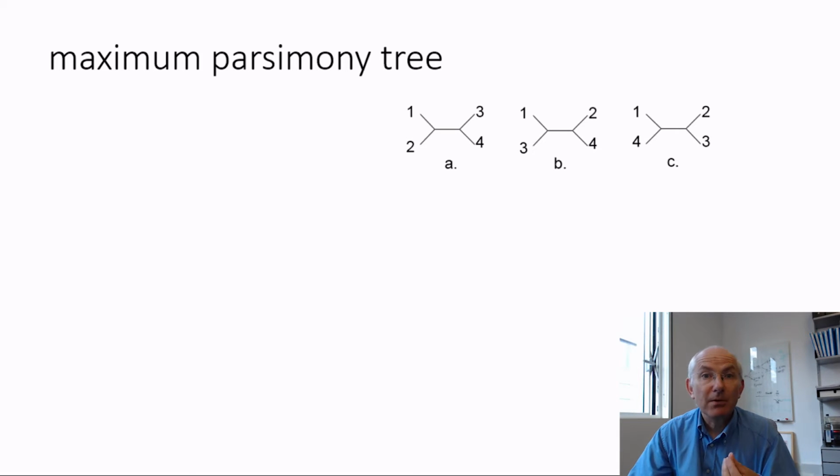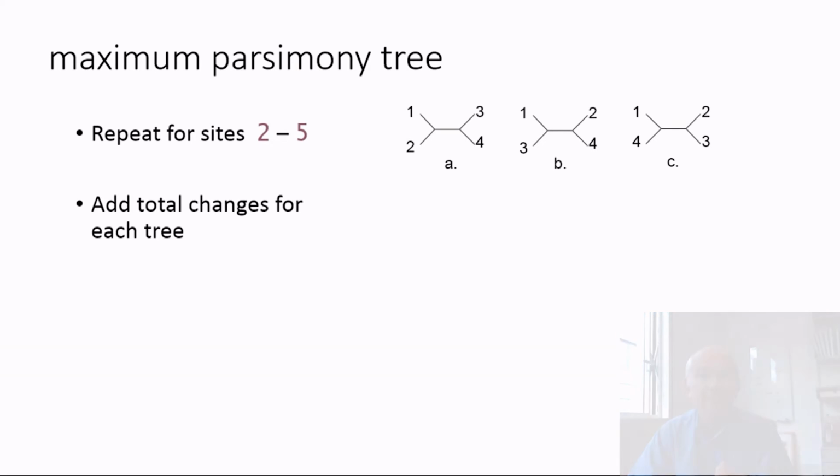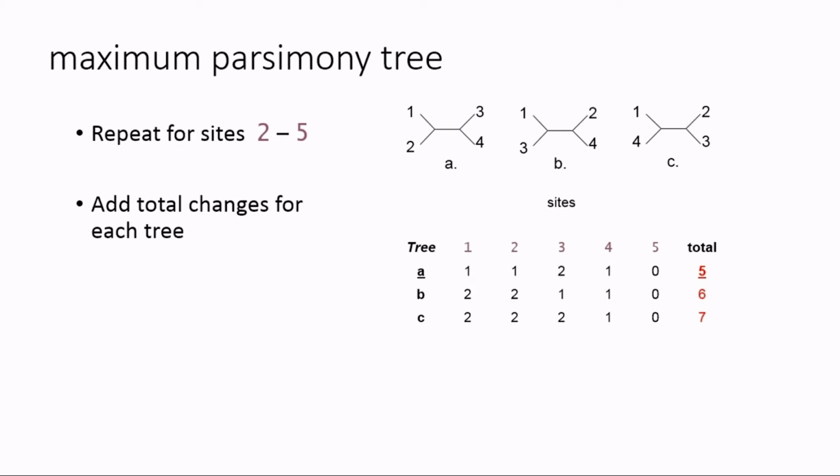To build your maximum parsimony tree, you do that process for each site. And then you add the total number of substitutions that minimally are needed to generate your topology tree at each site for each of those 3 topology trees. And then you work out which of those 3 topology trees in total requires the fewest nucleotide substitutions. And you can see that for the trees A, B, and C, we've gone through site by site, measuring this minimum number of mutational changes needed to generate that tree.